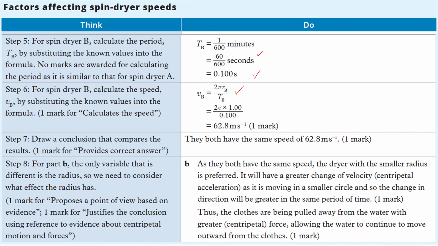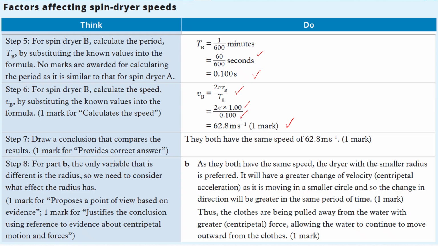What we really want is the velocity calculation, which is down here. So we plug our numbers in. The radius is 1 meter, the period is 0.1, and we get 62.8. So they both have the same speeds. They both have that same velocity around the circle as each other. That's the first part of the question.